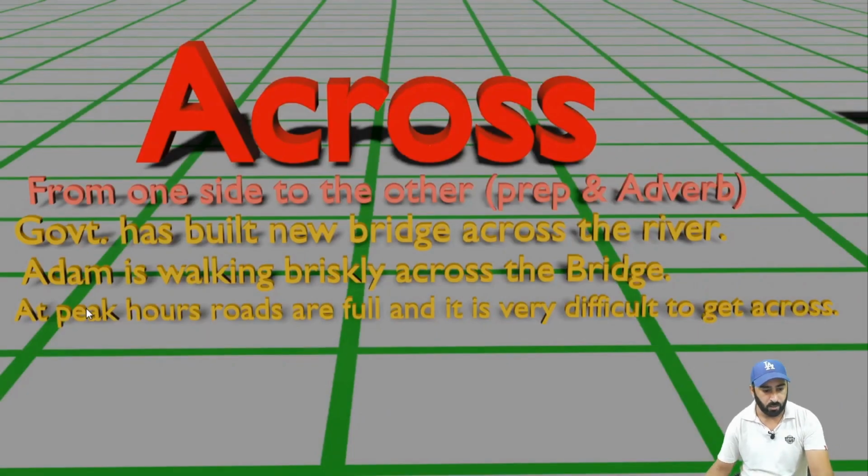Here we have a third example, and this says, at peak hours roads are full and it's very difficult to get across. Here we have used across as a verb because it's been used with the verb get. जब भी पीक आवर होते हैं रोड को क्रॉस करना काफ़ी डिफिकल्ट होता है. सो रोड के एक एंड से और रोड की एक साइड से दूसरी साइड पर मूव होना क्वाइट डिफिकल्ट होता है. सो दैट्स व्हाई वी हैव यूज्ड अक्रॉस. अक्रॉस मीन्स फ्रॉम वन साइड टू द अदर. Okay, thank you. So now we move on to another word.